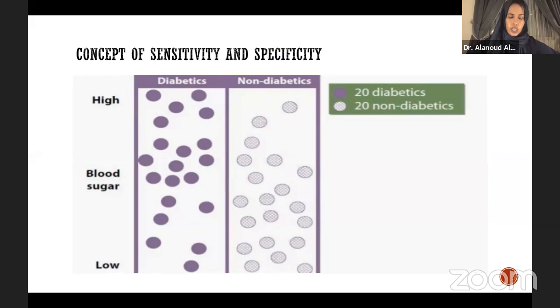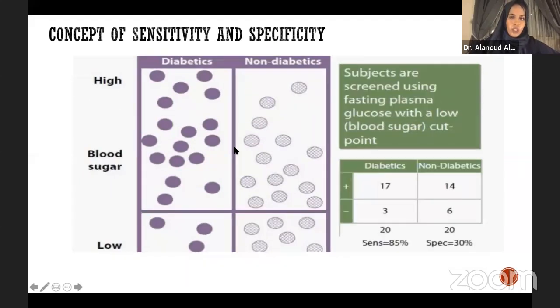And here is a hypothetical example. Let's imagine we have 20 diabetic patients and 20 non-diabetic patients, and I want to diagnose them based on a blood sugar test. Here is a high and here is a low. Let's start. If I set my screening test, which is the fasting plasma glucose, low or too low, I will be able to accurately and correctly identify 17 patients who actually have the disease.